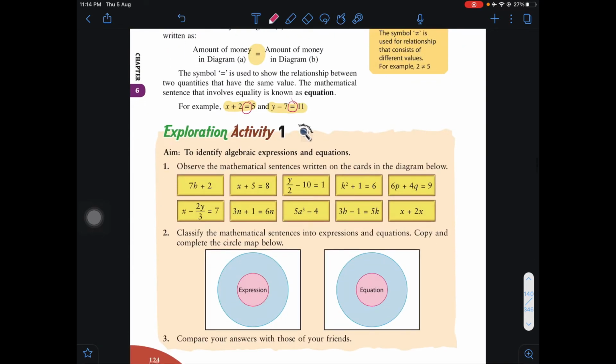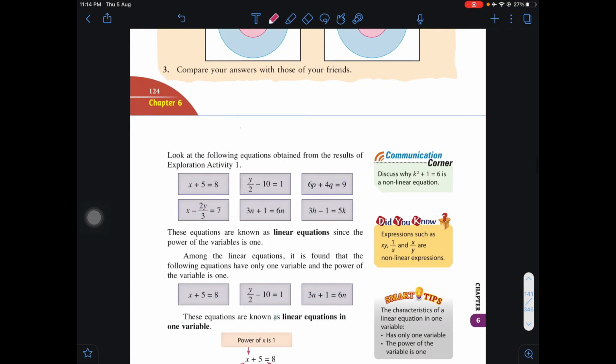Linear means that the variable is to the power of 1. So the question is, what is a variable? A variable is an unknown, which you classify as A, B, C until Z. It doesn't matter. Usually people will use x, y or z. So this is a variable: x, y, z, starting from A until Z, doesn't matter.